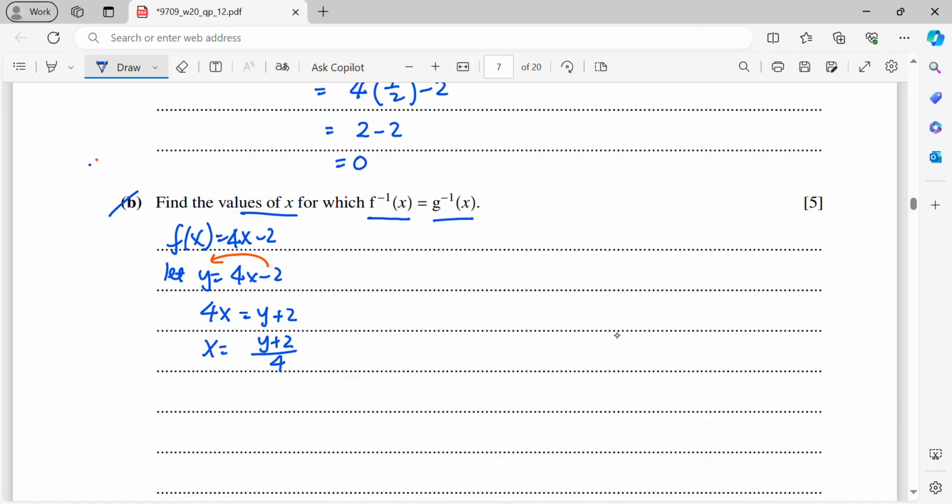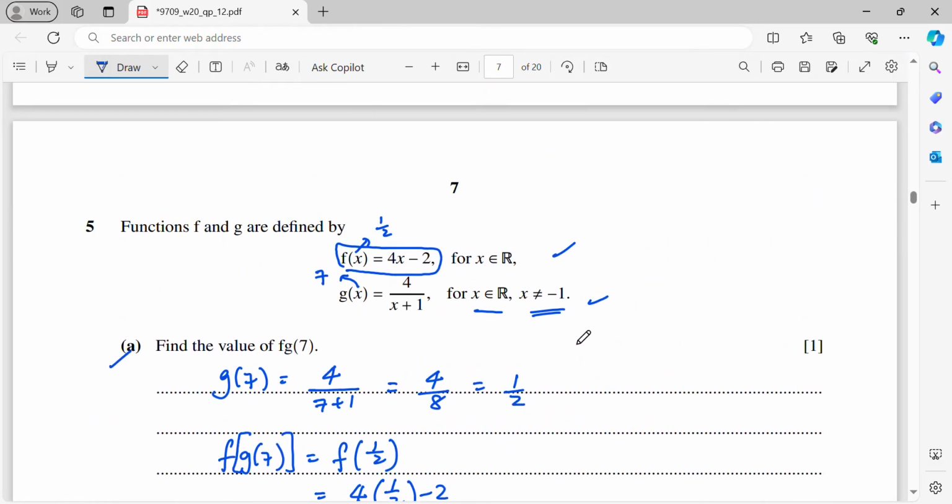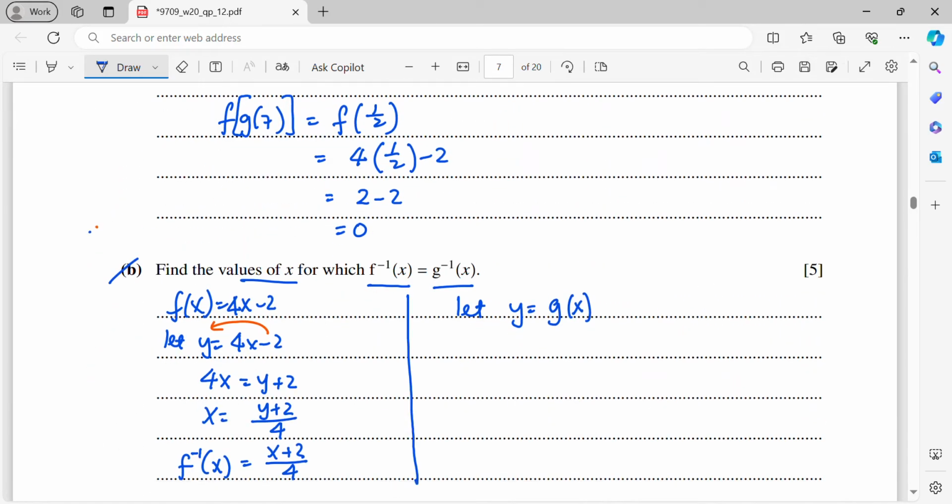So now from here, the x will be changed to f inverse, and the y will be changed to x. That is how we get the inverse function. Okay, now for the g inverse, I will let y equal g(x), whereby g is 4 over (x plus 1). So here y equals 4 over (x plus 1).